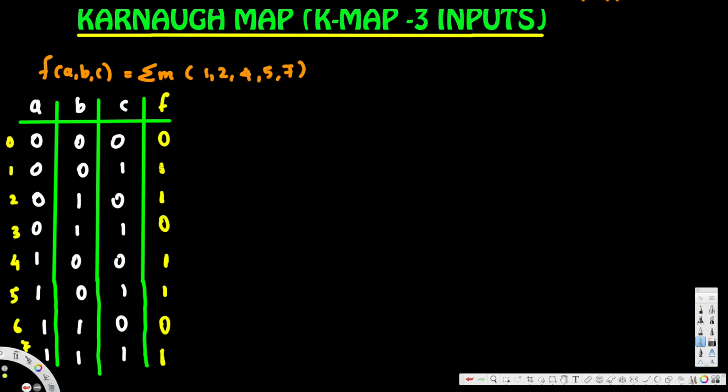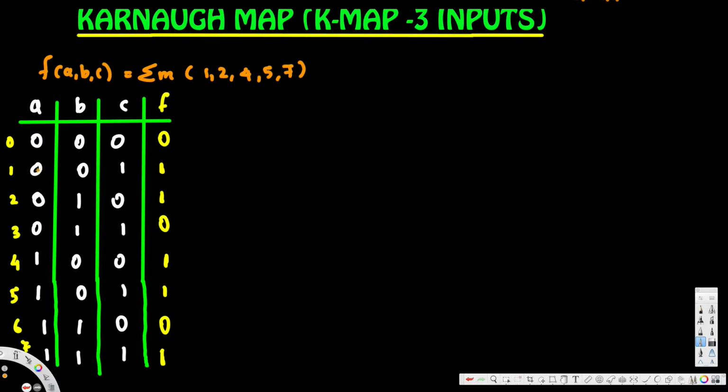Now we are going to derive the expression of sum of products. Sum of products is min terms. So we have to look at the locations where we have ones. If you look at location 1, we have a, b, c. A is 0, b is 0, c is 1. Sum of products means we have to take the product of all the AND terms. First we multiply, and then we sum the terms together.